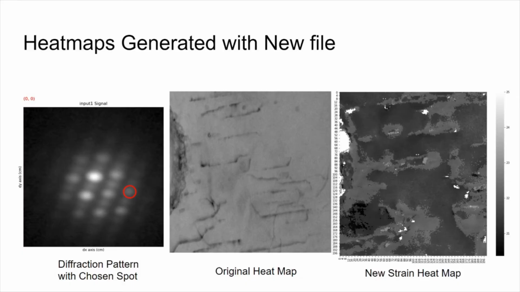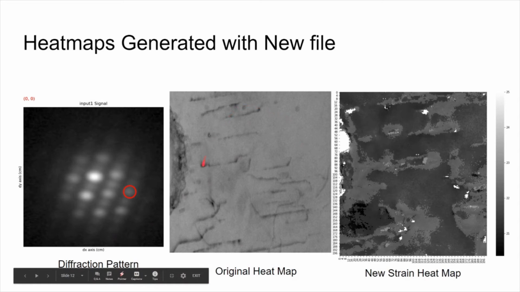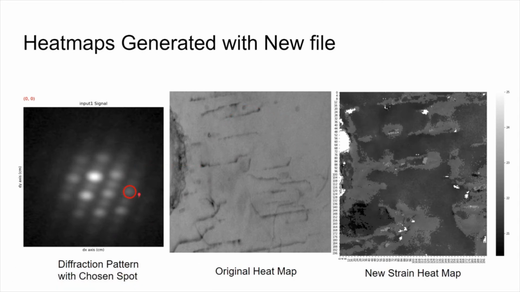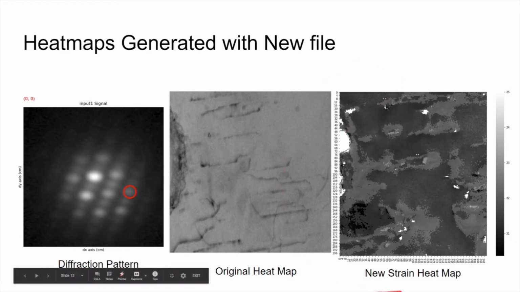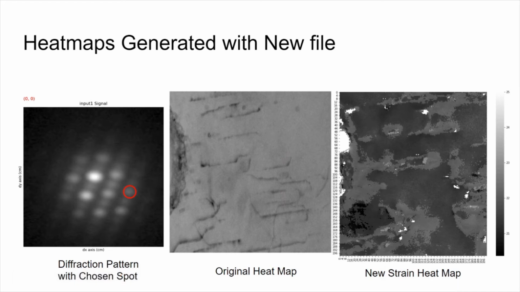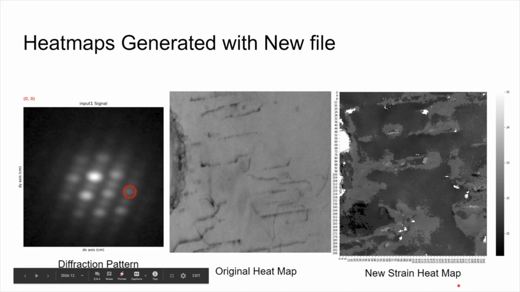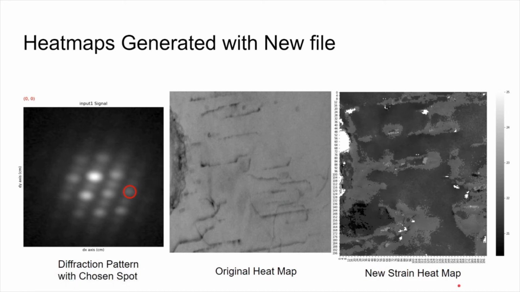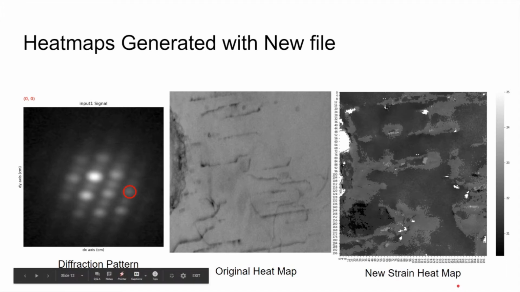As you can see here, this is another file we were given. We only have two right now, but this is the diffraction patterns present in this overall image. We chose this one circled here, this 4 o'clock spot, and this is the generated strain heat map of this image. We have presented this to the professor, and it seems that this is inconsistent with what the commercial software is reporting, so we are still in the process of figuring out just what exactly is going on with this image being generated.